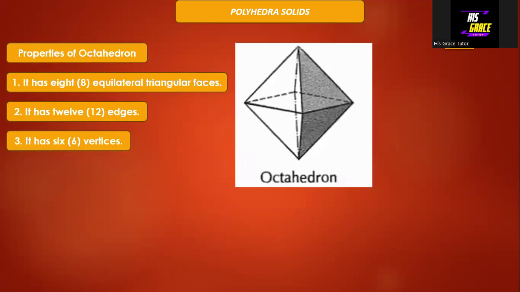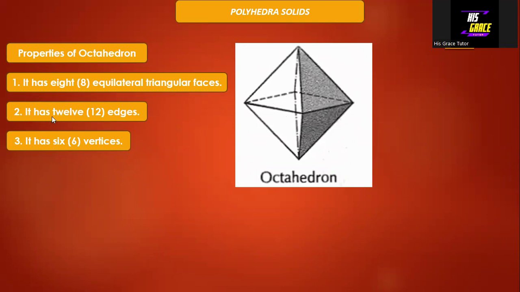Then the next one, we have octahedron. So the properties of octahedron, number 1 is that it has 8 equilateral triangular faces. So this is 1, 2, 3, and 4. Then we have 1, 2, 3, and 4, making 8. So that is the first property.